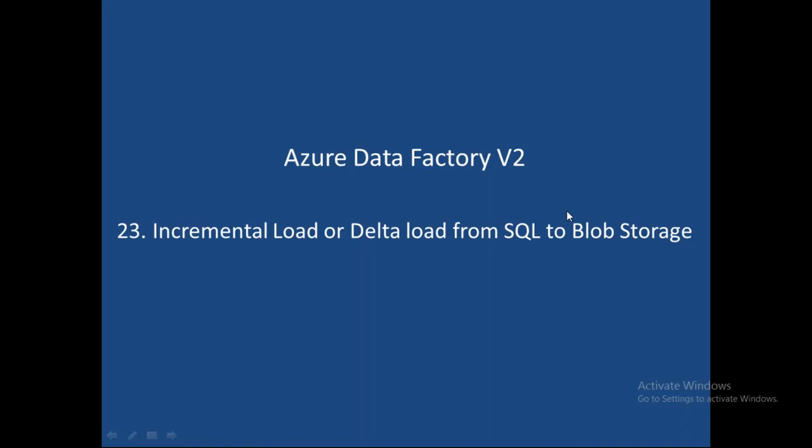So now, incremental load or delta load from SQL to Blob storage. We are going to copy data from the SQL database to the Blob storage, but it's an incremental or delta load. What is the difference between incremental and a full load? Whatever we have done as of yesterday was a full load. Complete data we are taking from the table and loading into the Blob storage. But in today's session, instead of copying the entire data which we have in the table every day, we are going to take only incremental data or delta data.